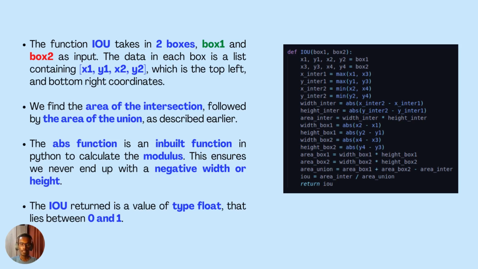So this is basically what we have talked about. The function IOU takes two boxes and both have coordinates given as x1, y1, x2, y2. We find the area of intersection followed by the area of the union. And the ABS function is an inbuilt function in Python to calculate the modulus. This ensures we never end up with a negative width or height. And the IOU returned is a value of type float that lies between 0 and 1.